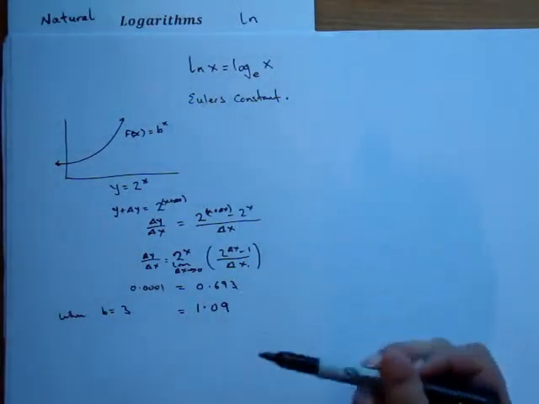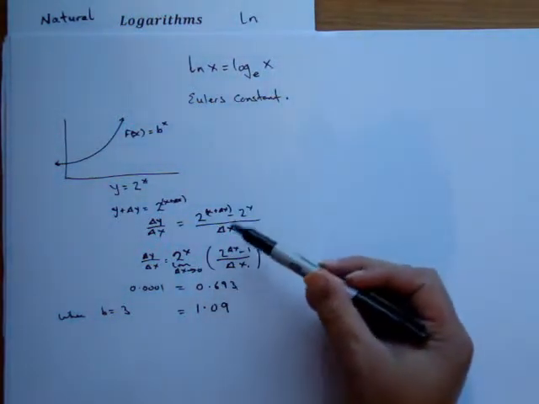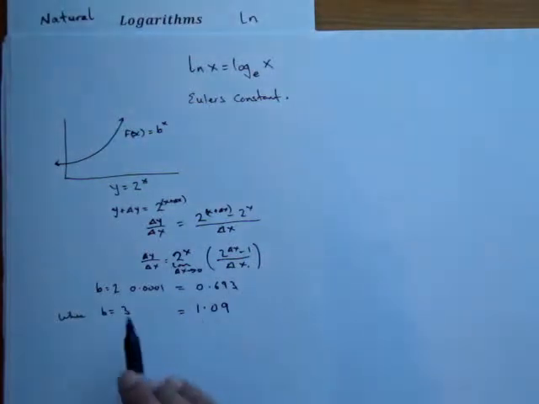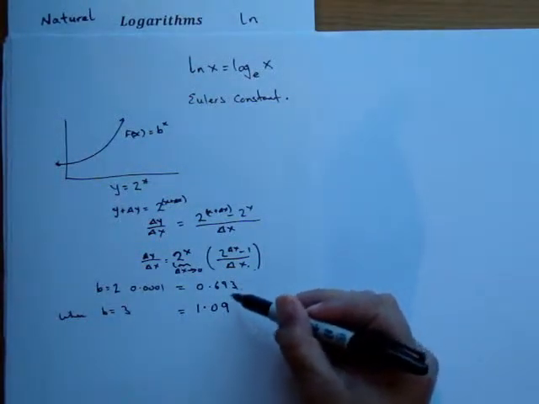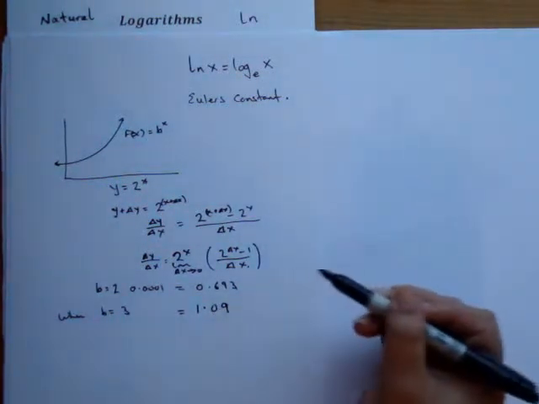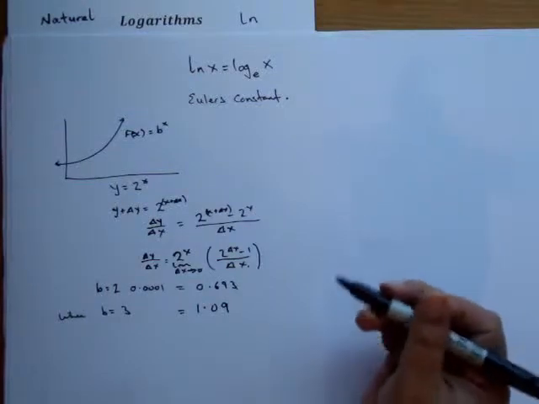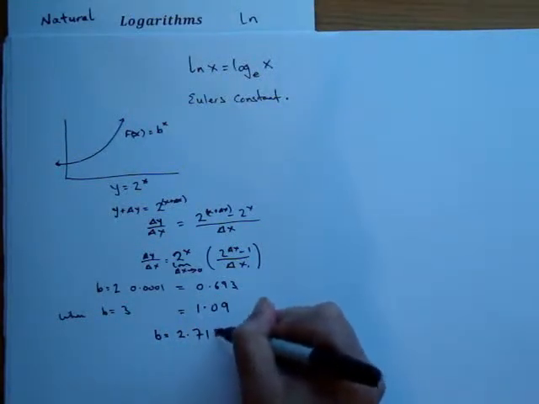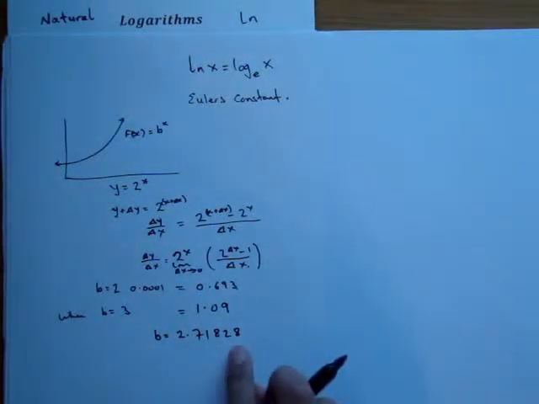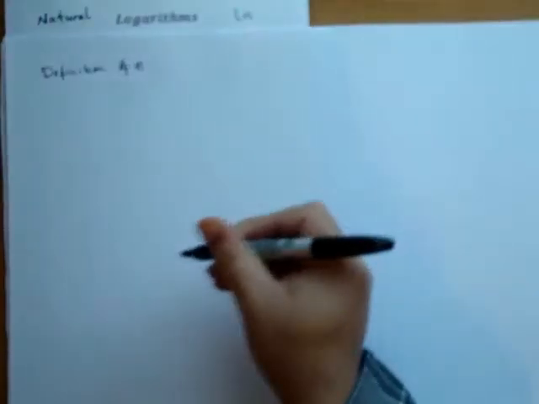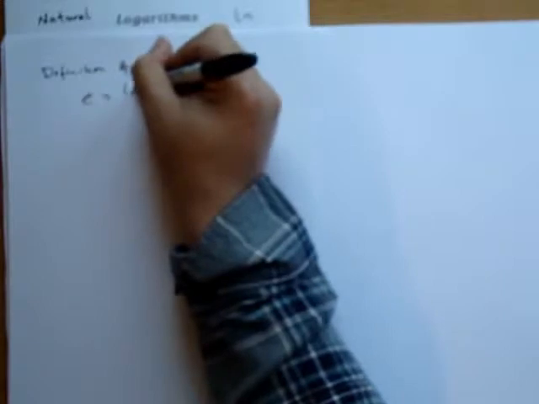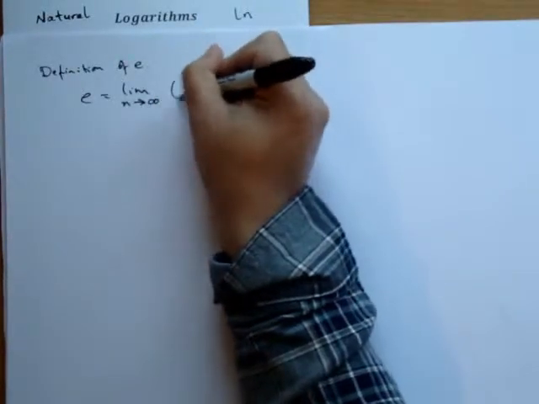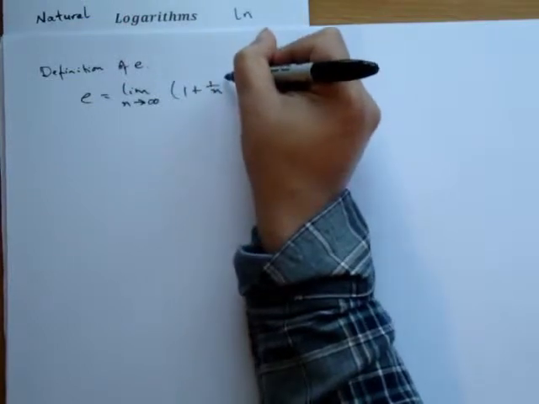Now what this shows is that there's some value between 2, which gives 0.693, and 3, which gives 1.09, where the actual gradient or rate of change is 1, and that actually occurs when b equals 2.71828, and that is Euler's constant, e, which equals the limit as n tends to infinity of 1 plus 1 over n, to the power n.